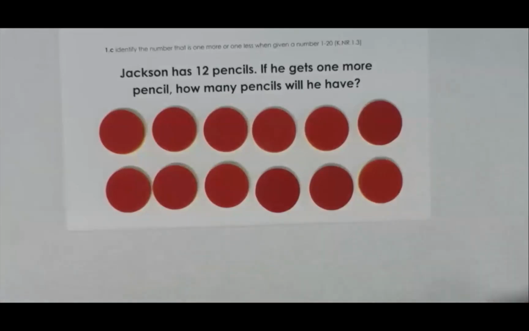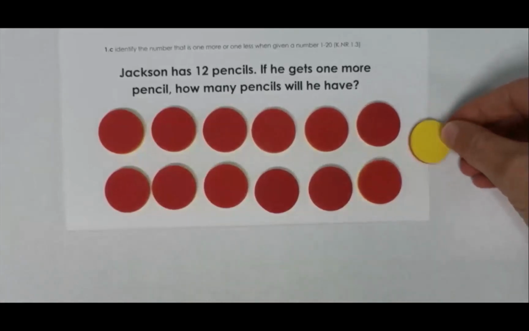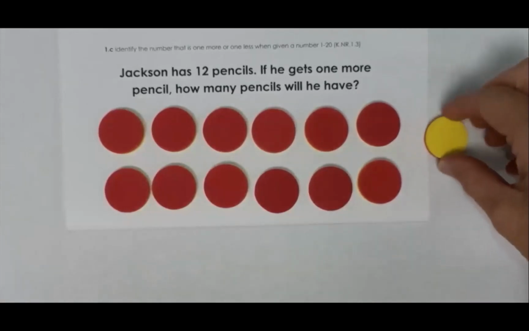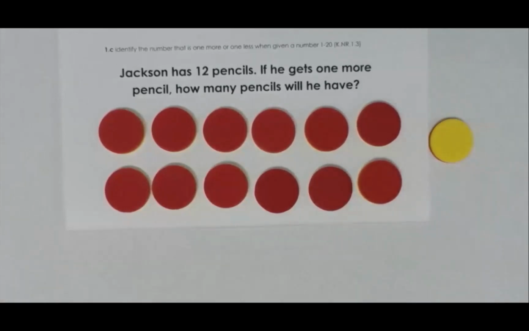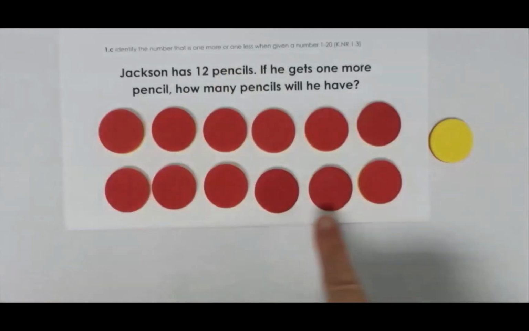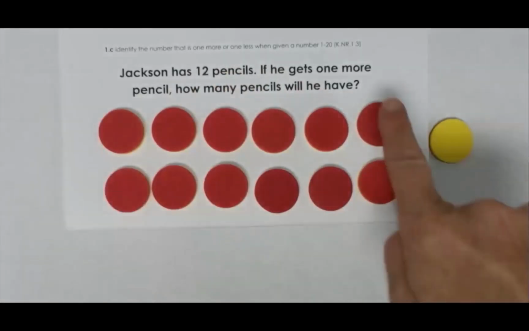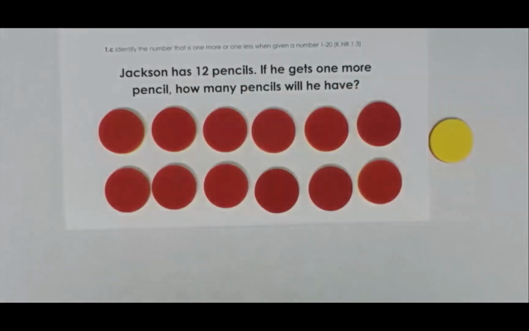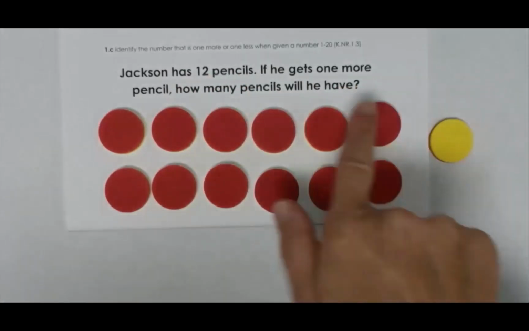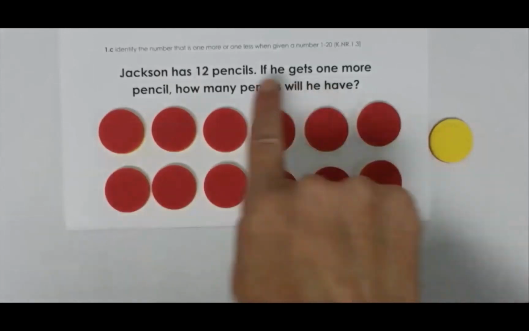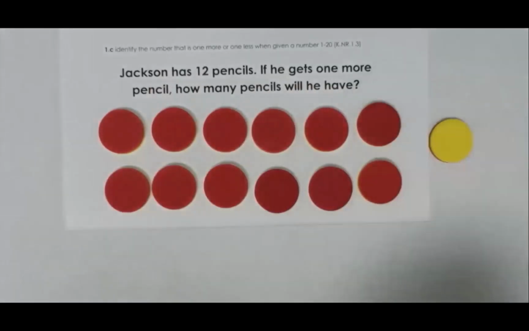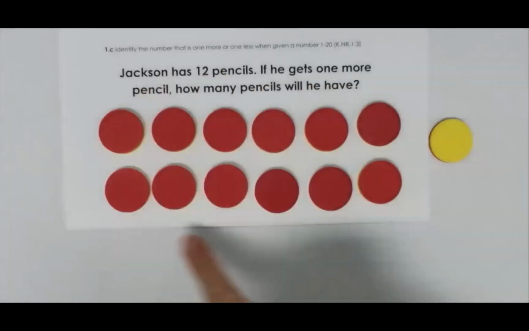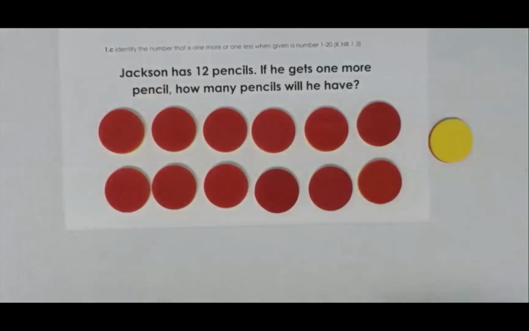It tells me he gets one more pencil. So let me go ahead and I'm actually going to flip over and use the yellow side to show the one more which he gets. I want to know how many pencils is this now? Well, I know that this is 12 because I built it to represent the 12 pencils. So I don't need to recount that. I'm going to put that number in my head. So 12. And what's the number that comes next? 12, 13. If Jackson gets one more pencil, he's going to have 13 pencils.